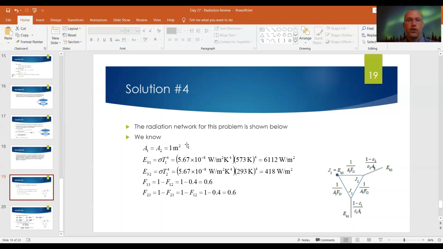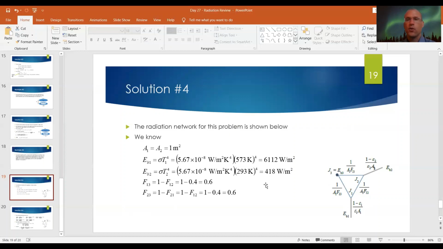I know that the area of the 2 plates, area 1 and area 2, is 1 square meter. Plate number 1 is the hotter one, the one at 300 degrees Celsius. So EB1 is sigma times T1 to the 4th, 5.67 times 10 to the negative 8 watts per meter squared Kelvin to the 4th, times 573 Kelvin to the 4th power, which gives me 6,100 watts per square meter from the hot plate. The colder plate at 20 degrees Celsius is 293 Kelvin, so same deal, gives me 418 watts per square meter for the second plate, EB2.